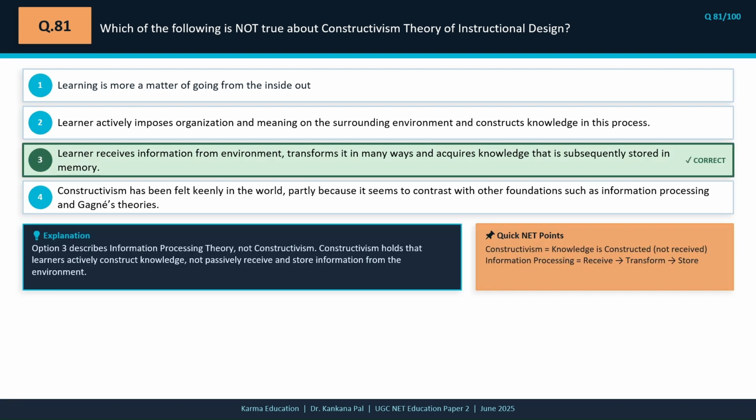Take a few seconds. The correct answer is option 3, learner receives information from environment, transforms it in many ways and acquires knowledge that is subsequently stored in memory. Well, this statement is more closely related to information processing theory rather than constructivism. Constructivism believes that learners actively construct knowledge through interaction, experience, and meaning making. In simple words, learners are creators of knowledge, not passive receivers of information. A quick net point. Piaget and Vygotsky are major contributors to constructivism. Constructivism equals active learning. Now, let's see question number 82.